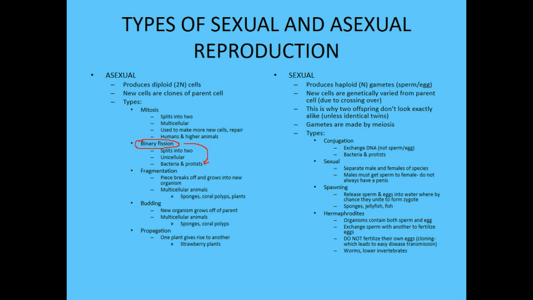And then conjugation is the sexual reproduction for bacteria and protists also, but they don't have egg and sperm. They just exchange DNA pieces. And so it helps them get that genetic diversity that otherwise you would get from sexual reproduction. So there are special terms for the sexual and asexual reproduction in protists and bacteria, and it's just important to know what those terms are.